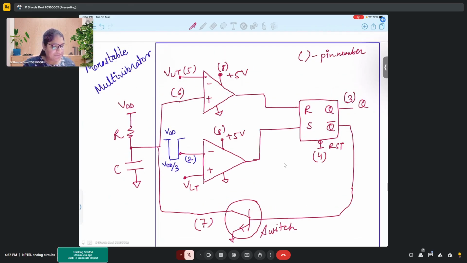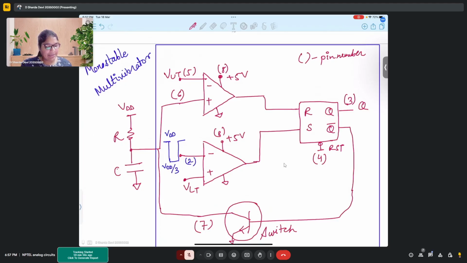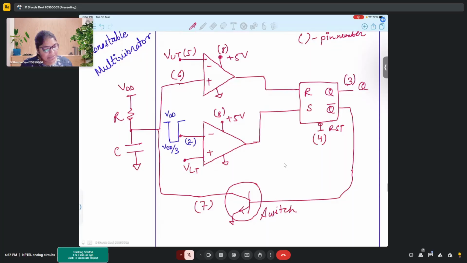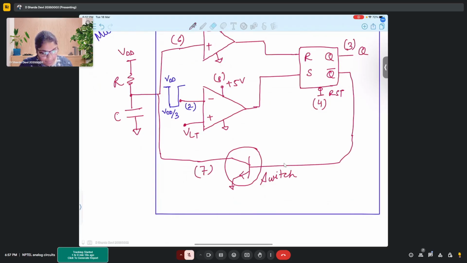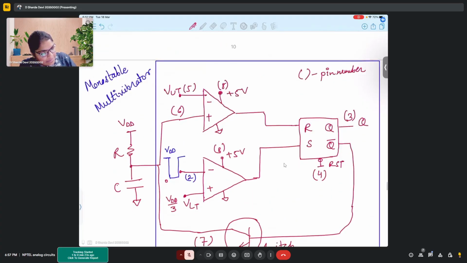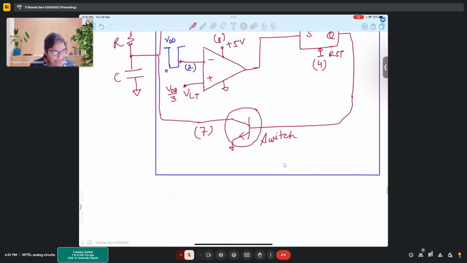The only thing that is different between a monostable multivibrator and an astable multivibrator is this particular trigger signal that you are providing. So this is VDT till 0, and here VLT is VDD by 3 and VUT is 2 VDD by 3. So upper threshold is 2 VDD by 3, lower threshold is VDD by 3.